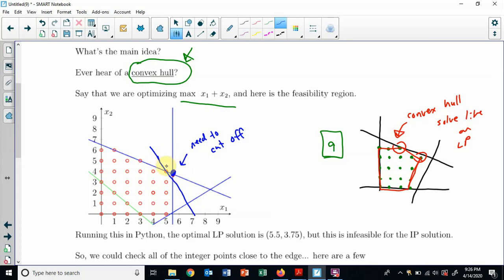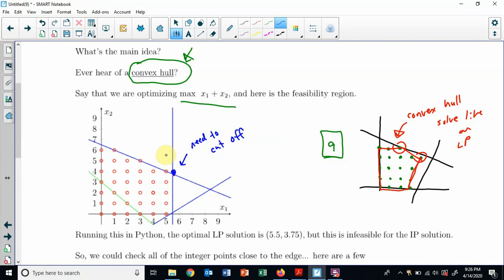Technically, you could come up with feasible cutting plane cuts that don't really help you a whole bunch. There are infinitely many that could go through here, right? But there are cuts that are the best, or maybe not the best, but pretty good cutting plane cuts when you cut through more points. And you try to create a convex hull.